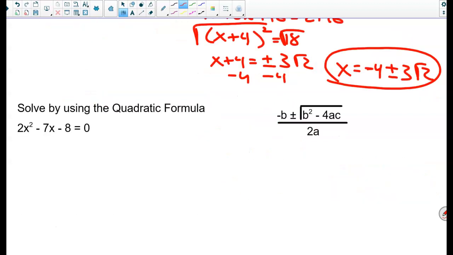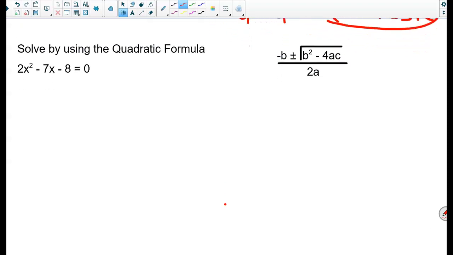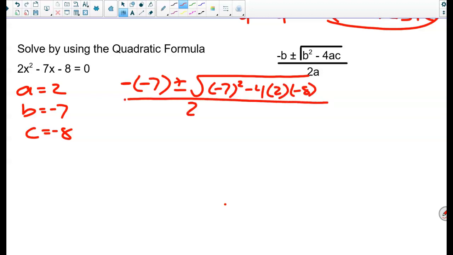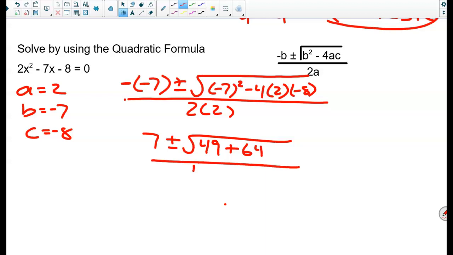Quadratic formula. Once my trinomial is set equal to 0, my a is 2, my b is negative 7, and my c is negative 8. So that's negative negative 7 plus or minus the square root of negative 7 squared minus 4 times 2 times negative 8, over 2 times 2. Negative negative 7 is 7. Negative 7 squared is 49. Negative 4 times 2 times negative 8. Double negative becomes a positive 64, over 4.